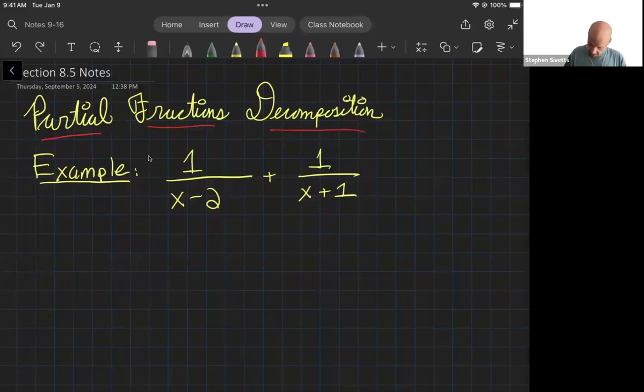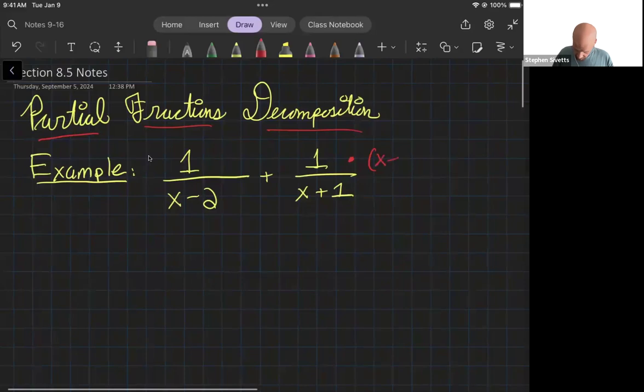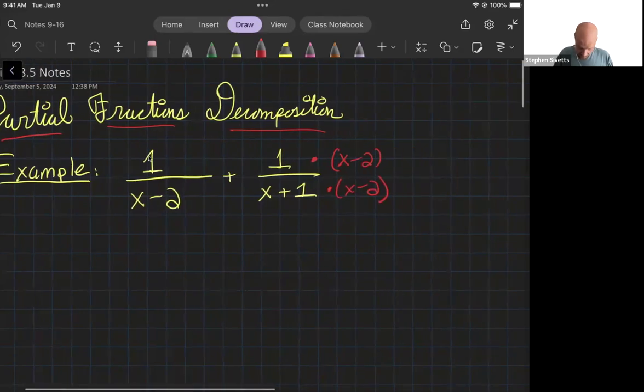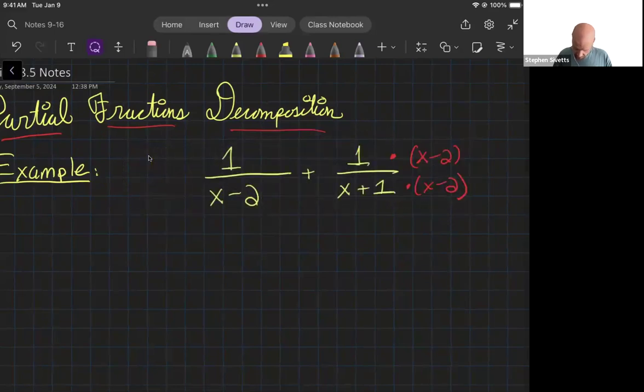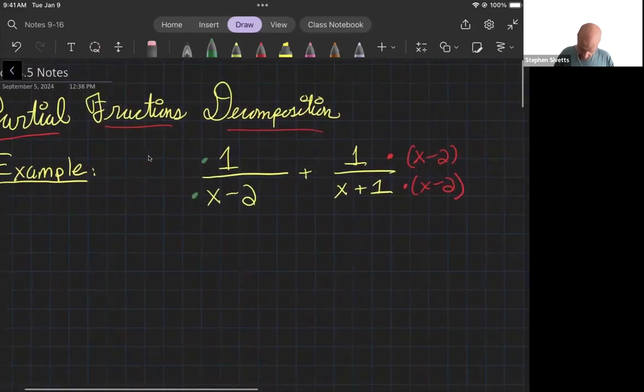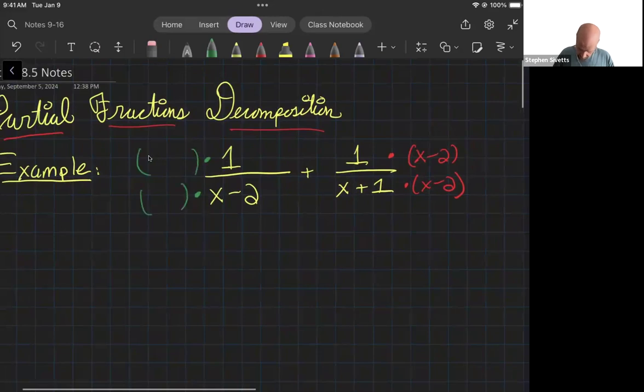Since each of these factors in the bottom are different, what we can do is multiply each of the fractions by the opposing factors. So for example, for 1 over x plus 1, we want to multiply the numerator and the denominator by x minus 2. And then I want to multiply the numerator and denominator of the first term by x plus 1, and then x plus 1.